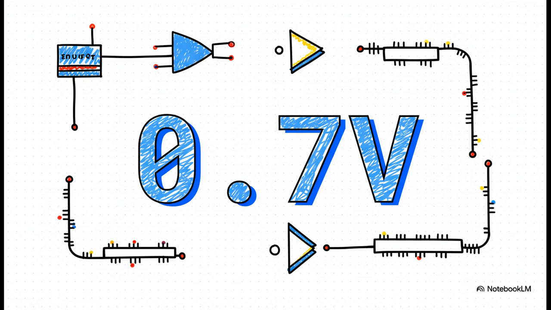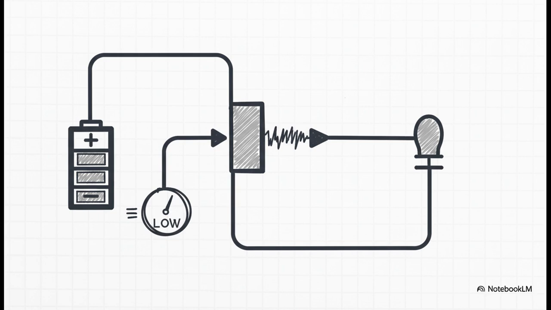For a standard silicon transistor, this is the critical threshold. It's the minimum voltage you have to apply to the base to turn the handle and open that valve for the current. Let's just see it in action. Here's a super simple circuit.